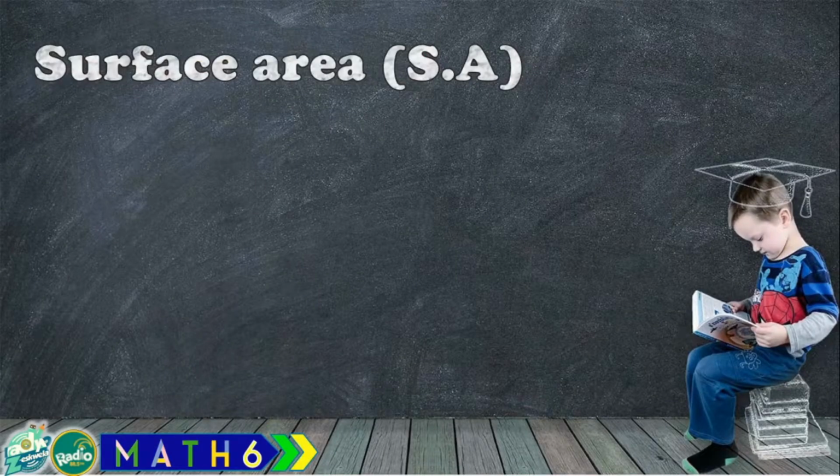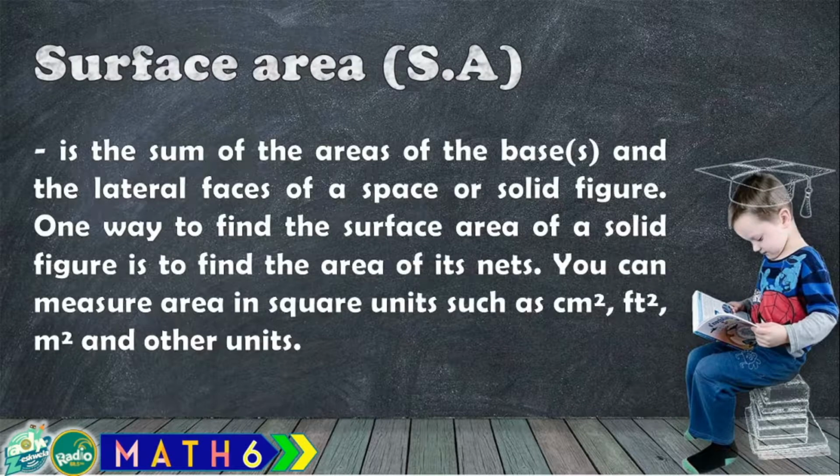What does surface area mean? Yes, surface area is the sum of the areas of the base and the lateral faces of a solid figure. One way to find the surface area of a solid figure is to find the area of its nets. You can measure area in square units such as centimeter squared, feet squared, meter squared, and other units.